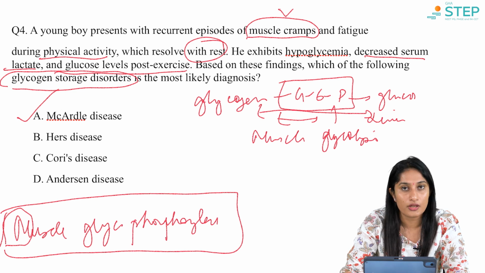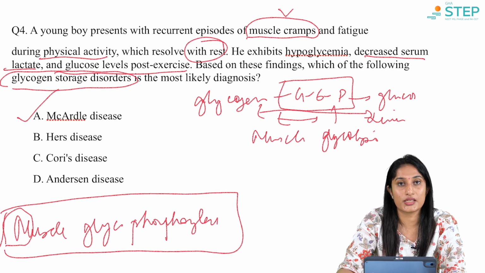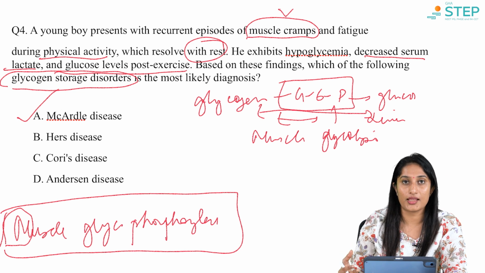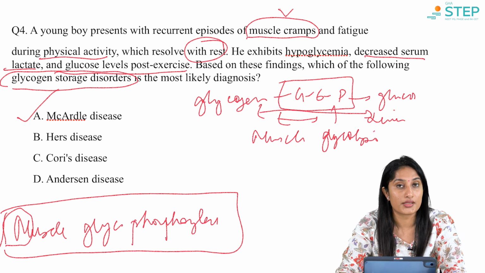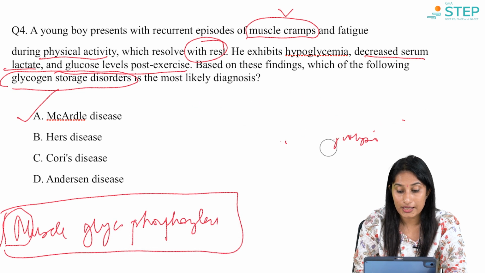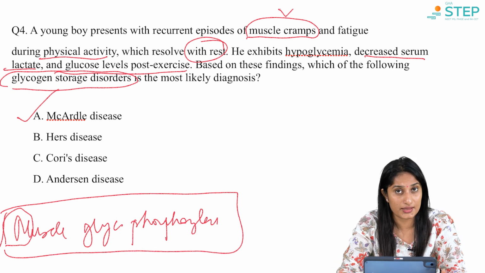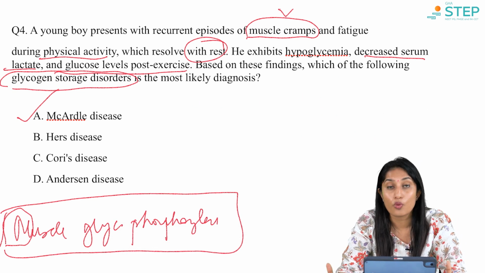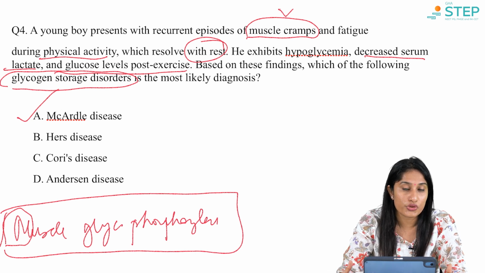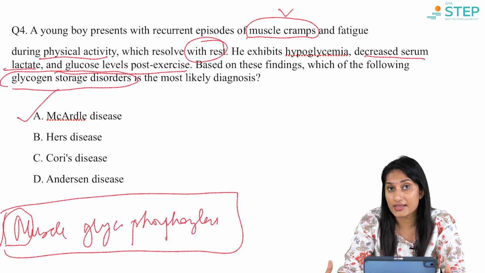So, glycogen is not broken down to glucose 6-phosphate, no glycolysis, no ATP, and the child is going to have those muscle cramps. Now, there is a history here which is telling us that during rest, the symptoms are better. Why does that happen? During rest, the source of energy would shift to fatty acids. So, fatty acids go in for oxidation and hence the ATPs are derived.